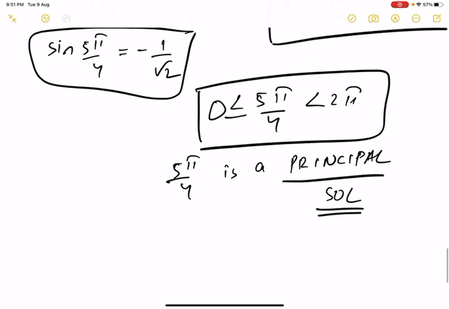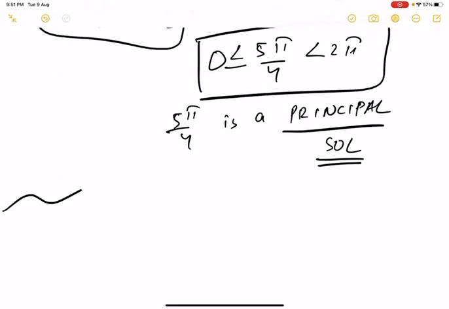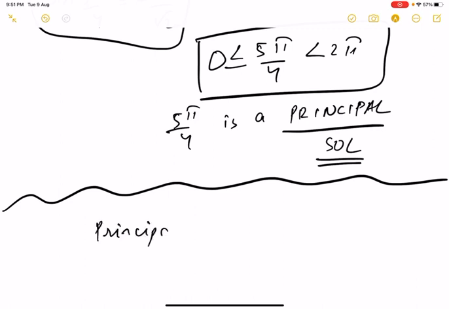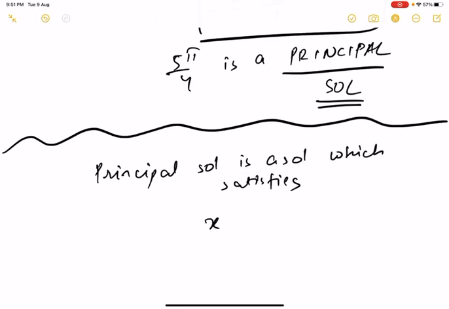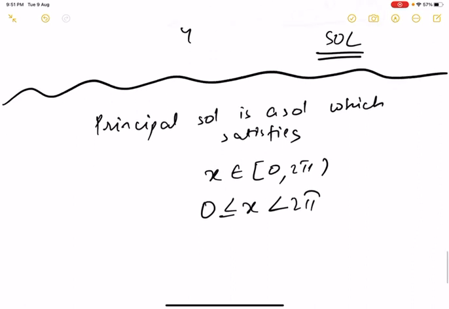So we learned what is the meaning of principal solution now. Principal solution is a solution which satisfies that x should be an element of the semi-closed interval 0 to 2 pi. That is, x can be greater than or equal to 0 but should be less than 2 pi. That is the meaning of principal solution.